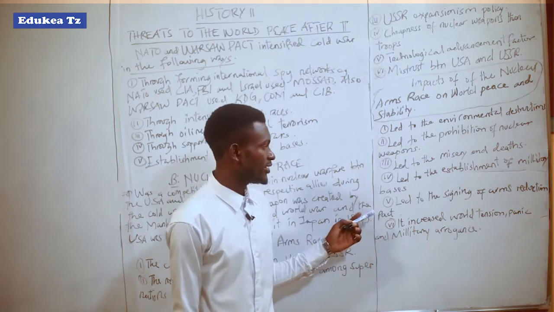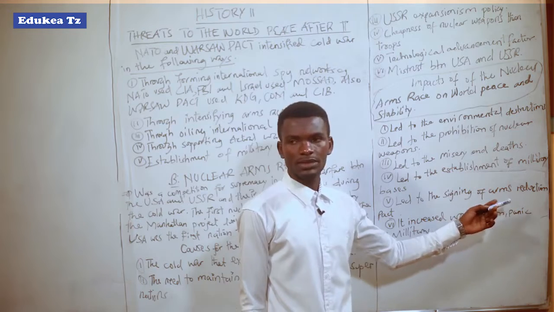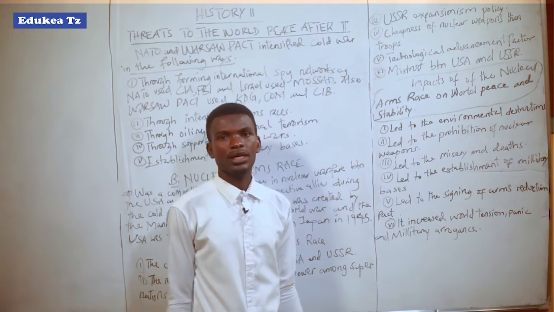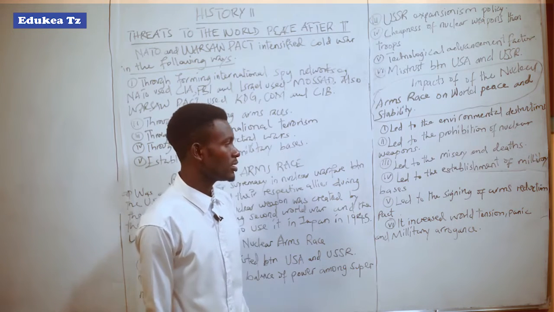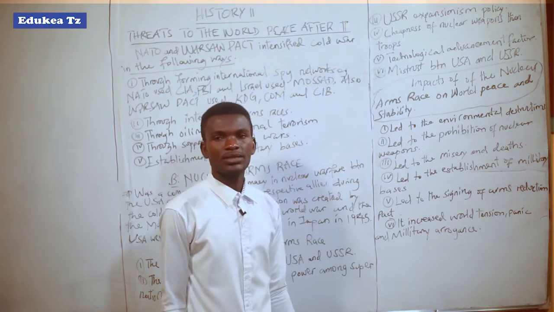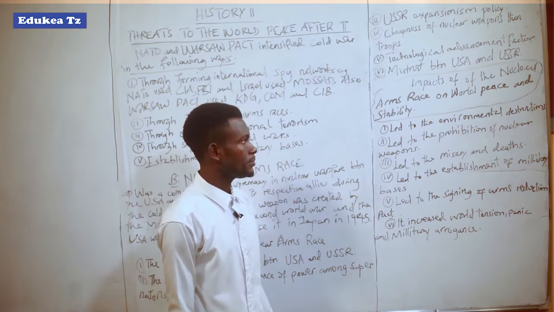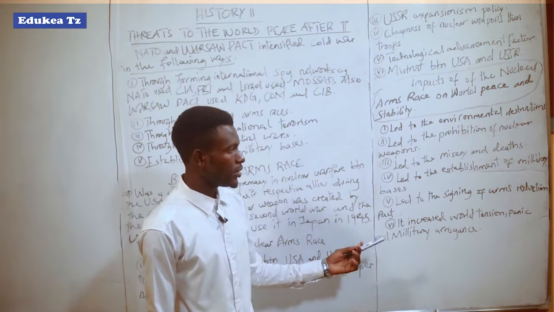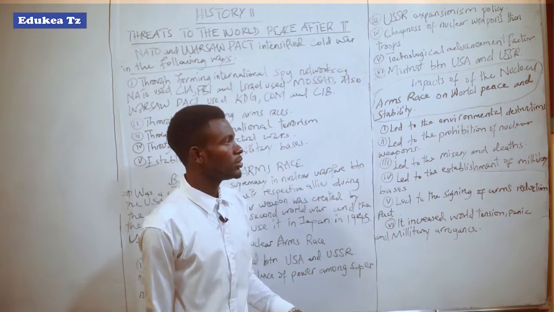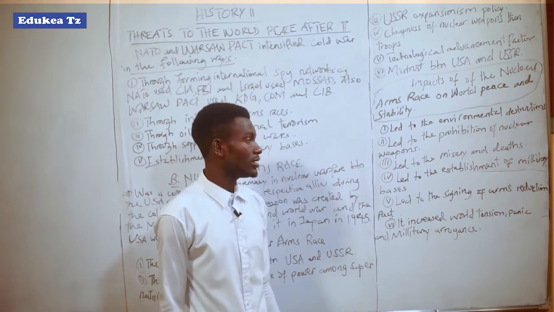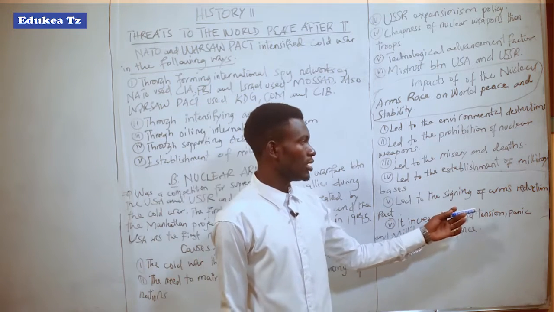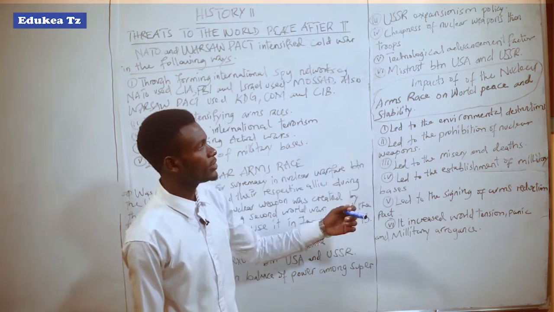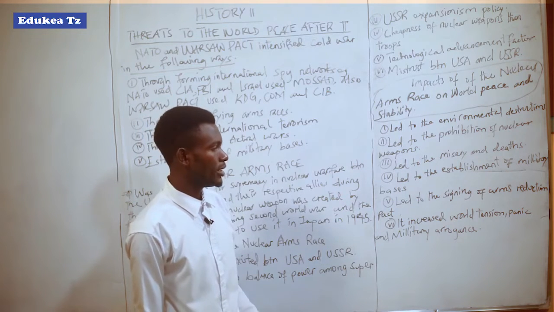And another effect led to the signing of the Arms Race Reduction Pact. These were treaties aimed at reducing the production of arms race or nuclear weapons. So, for example, the USSR president signed the Arms Reduction Pact. So that was the result of the nuclear arms race.